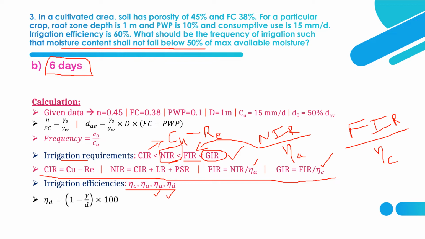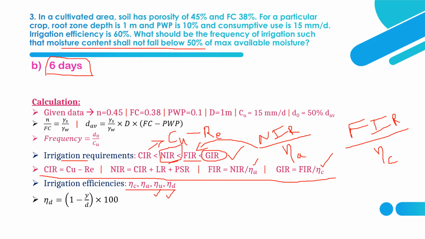So first is the conveyance efficiency. Water conveyance efficiency is given as the ratio of the quantity of water delivered to the fields to the quantity of water diverted into the canal system from the irrigation source. So that is how conveyance efficiency is defined.